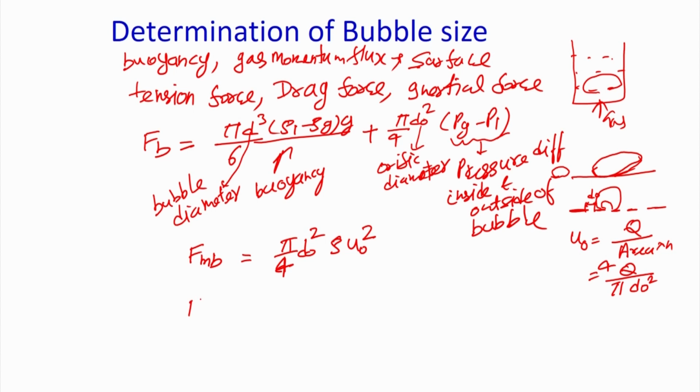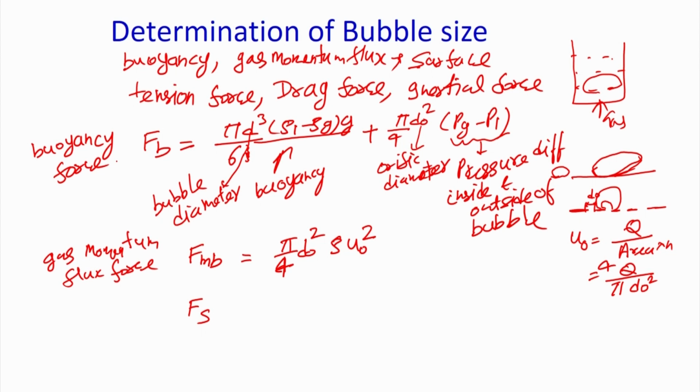Now, this is the momentum flux force of the gas, this is the buoyancy force, and this is the surface tension force. The surface tension force is what? It is going to be pi d naught into sigma, where sigma is the surface tension. So that is the surface tension force which will be acting on that.